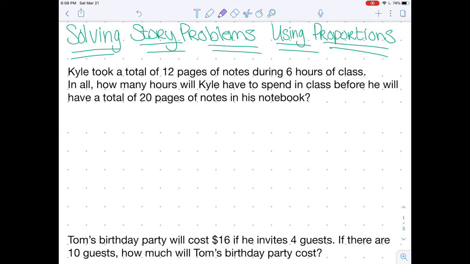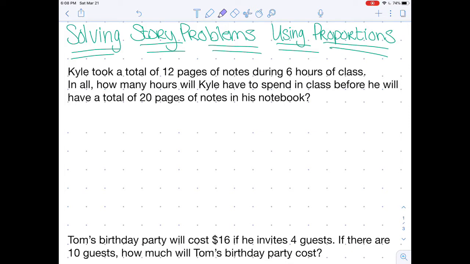Kyle took a total of 12 pages of notes during his 6 hours of class. In all, how many hours will Kyle have to spend in class before he will have a total of 20 pages of notes in his notebook? So, we know the problem.